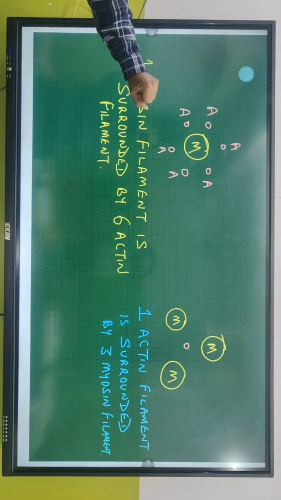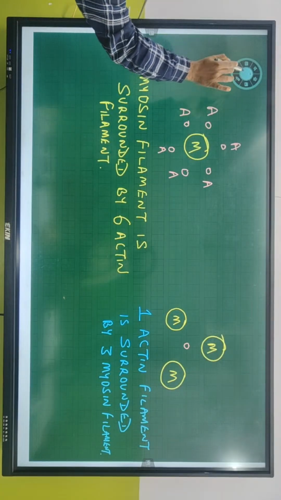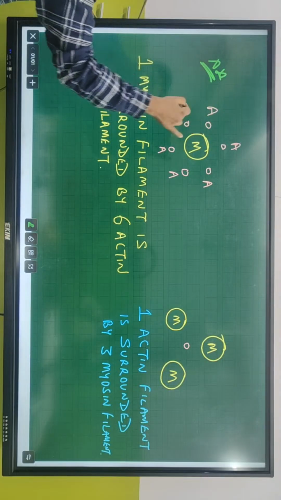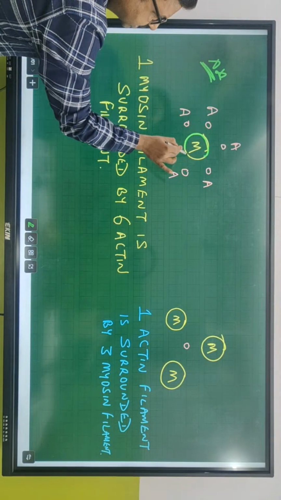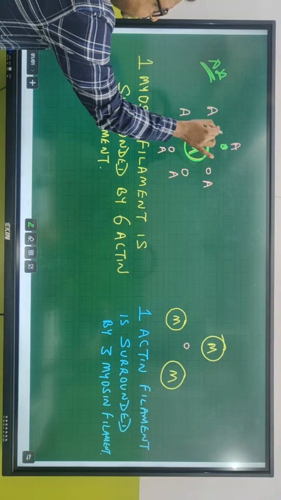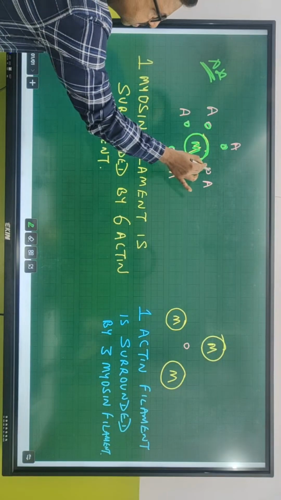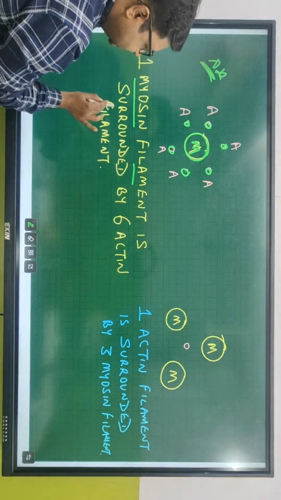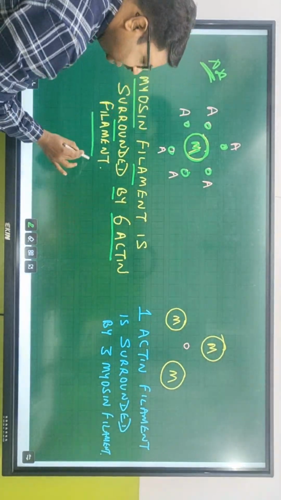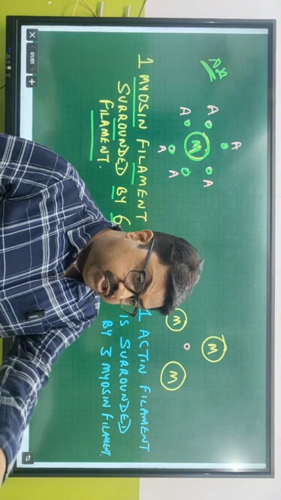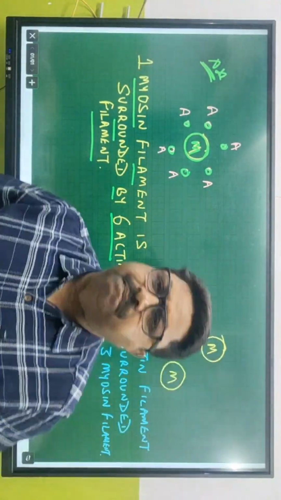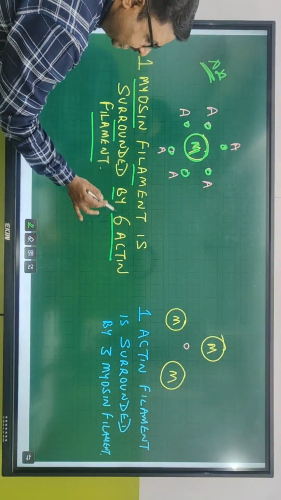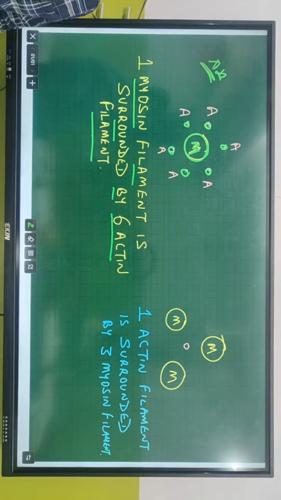Now, this is a very, very important concept. Mind you, this question already came in NEET. Think about it. This is one myosin. One myosin is covered by 6 such actin filaments: 1, 2, 3, 4, 5, 6. So one myosin filament is surrounded by 6 actin filaments, which is very, very important.